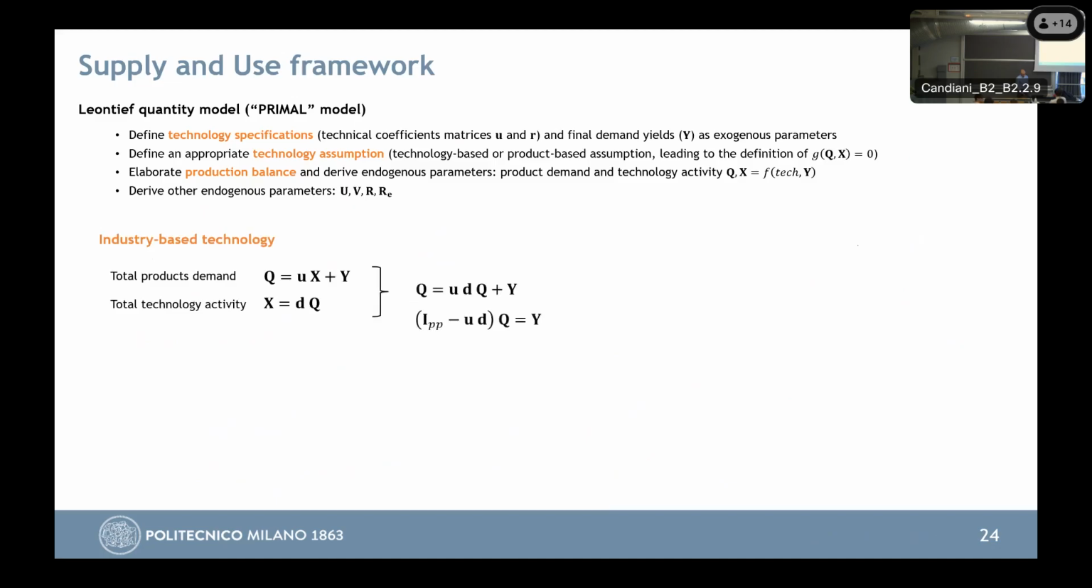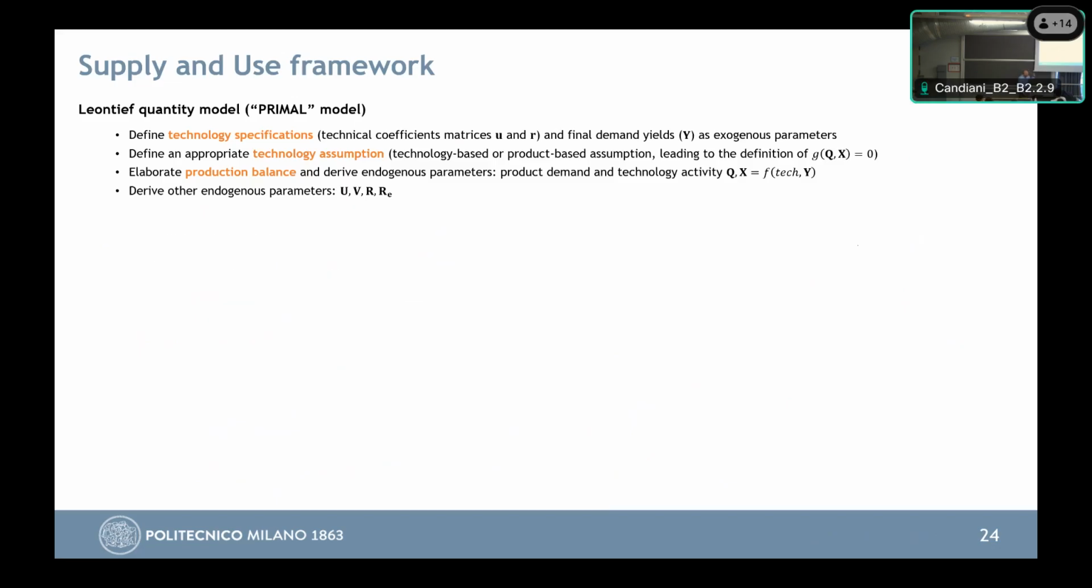So now this is the primal model. Now, let's start by arriving at the endpoint. That is the Leontief production and price models and the calculation of the impact. Now we have, with the industry-based technology assumption, our two equations. We have the total product demand balance. So the meaning is that total product demand equals intermediate demand plus final demand. This must always be satisfied.